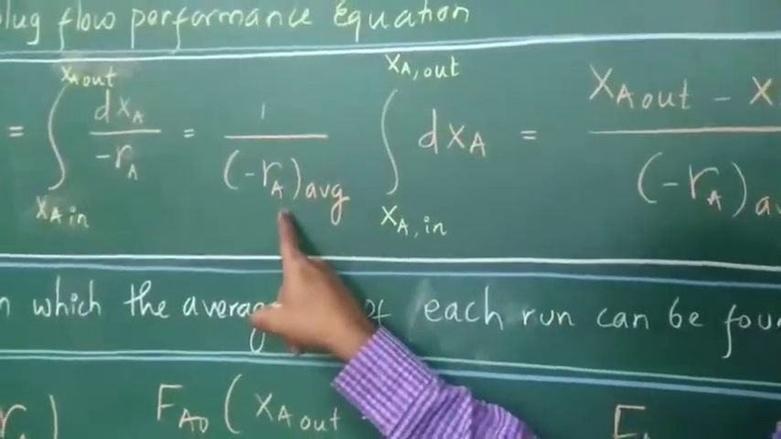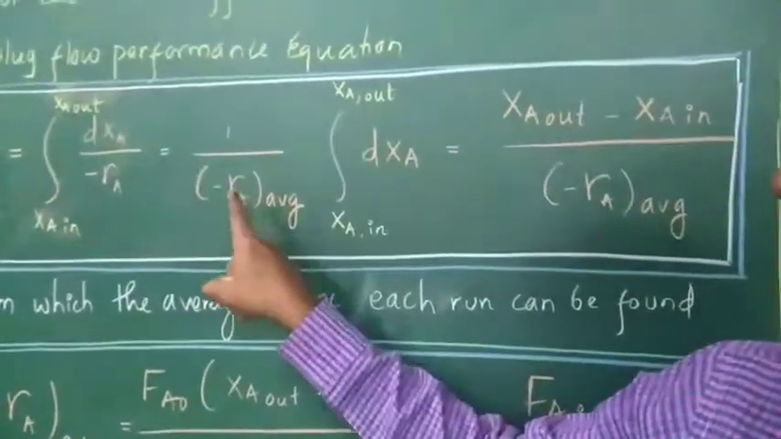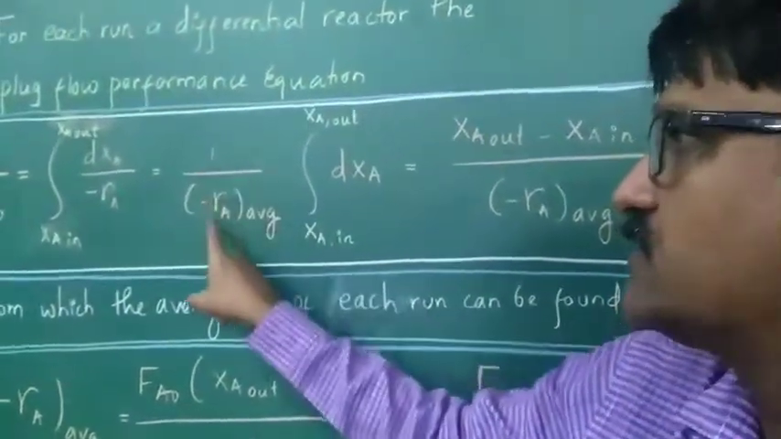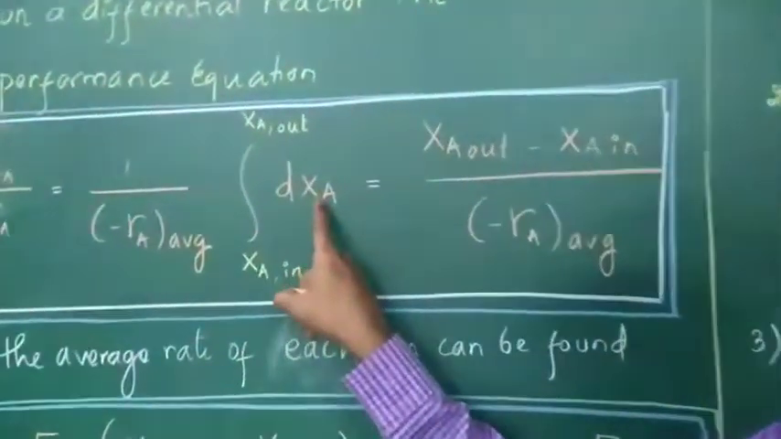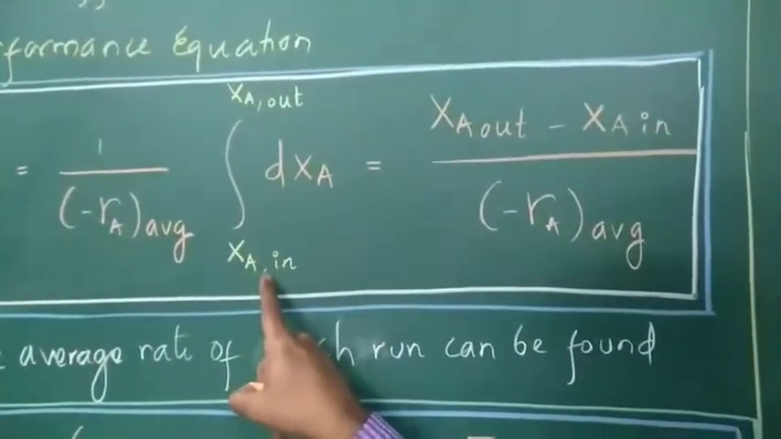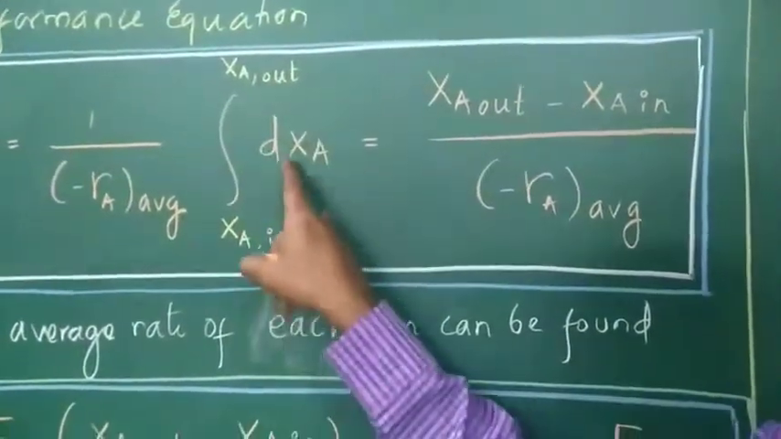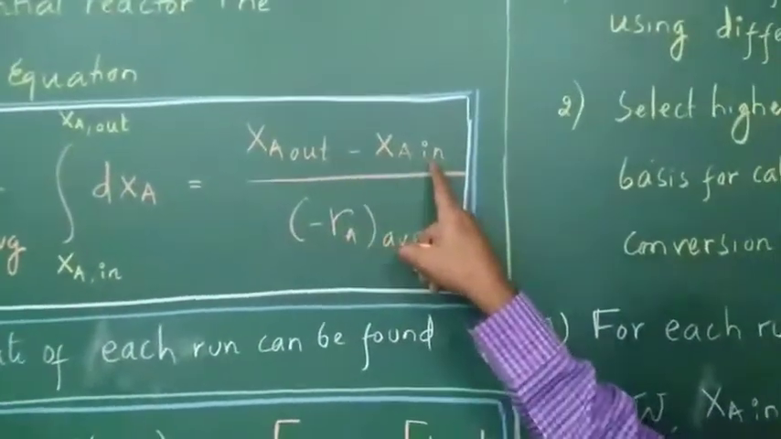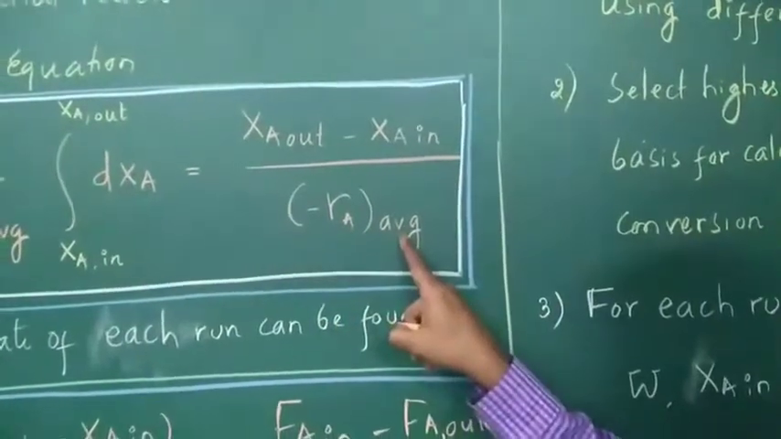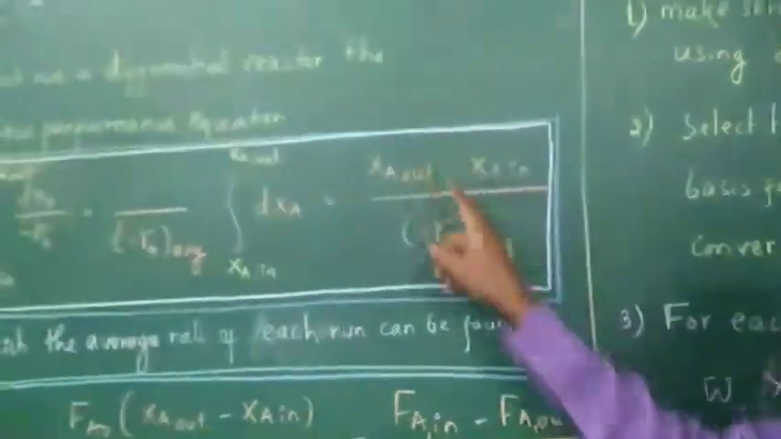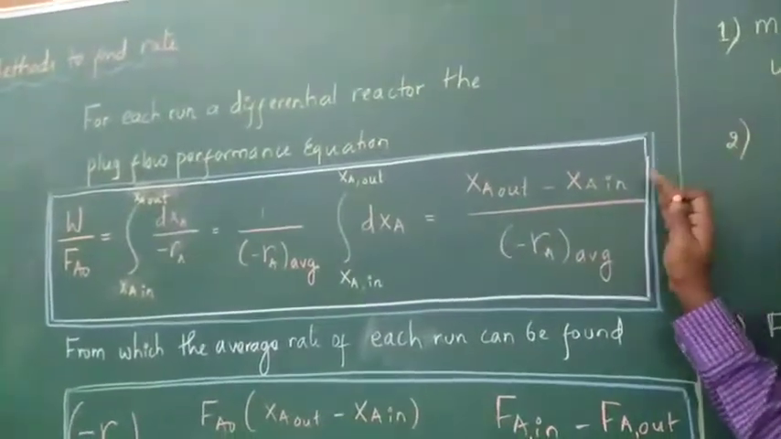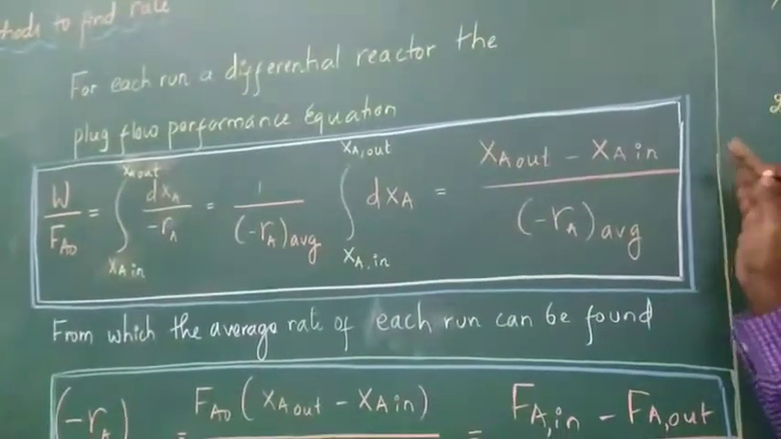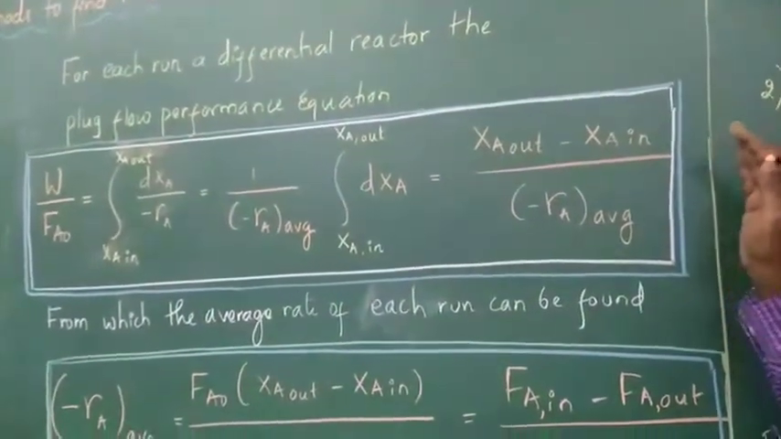How do you calculate the average rate? Plot Ca versus t and calculate the rate at an individual point. The average rate will be calculated. Therefore, 1 by minus Ra average times the integration of conversion, since you know the initial and final concentration, gives dXa. Simply it can be written as Xa out minus Xa in divided by minus Ra average. This is one of the methods to calculate. Please remember this equation, and you can easily solve a problem worth 15 to 20 marks. It is module number 4, to determine the experimental rate equation.